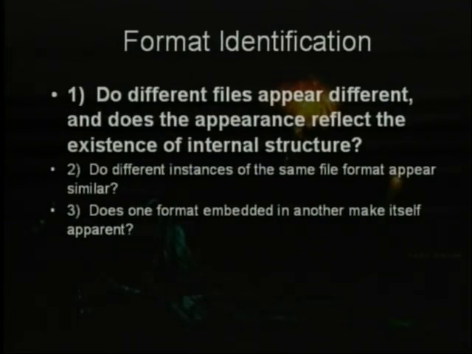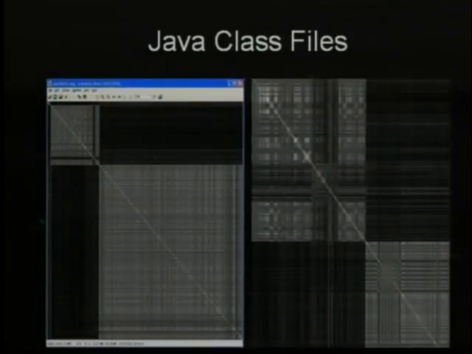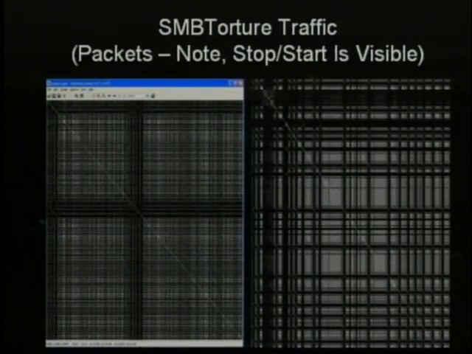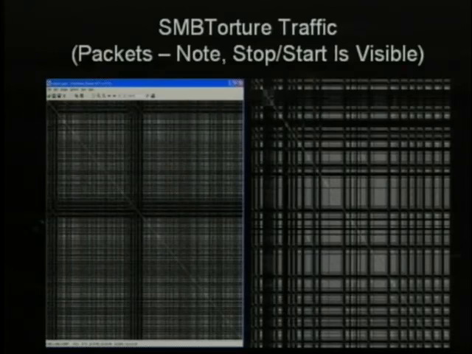Question 1, do different files actually appear different? And does the appearance reflect the existence of internal structure? If we just saw noise no matter what, this wouldn't be helpful. Well, here's a Java class file. Here's a .NET assembly. CNN's homepage. Packets. Note, we can actually see packet starting, packet starting, packet starting. We can actually see where one packet stops and another begins. Imagine how hard it would be to analyze a packet dump if you didn't actually know where they start and stop. Well, in files, you have that all the time.